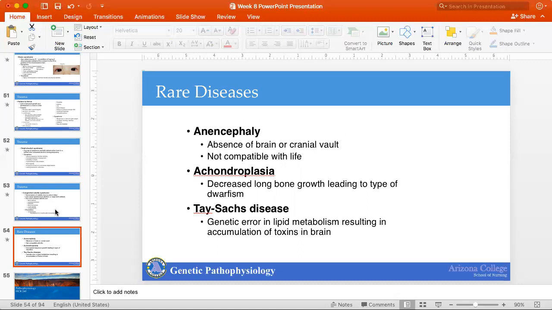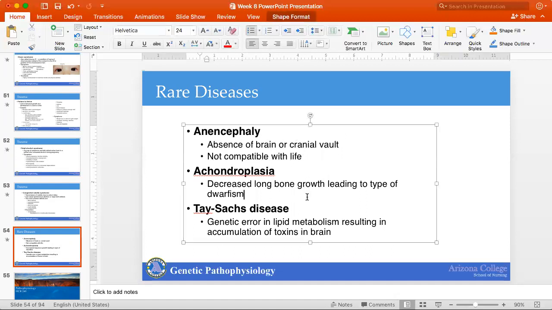Anencephaly, this is absence of brain or cranial vault, not compatible with life. Obviously the child would be unable to live in this case, as the brain or cranial vault does not form. Achondroplasia, this is a decreased long bone growth leading to a type of dwarfism. And Tay-Sachs disease, a genetic error in lipid metabolism resulting in accumulation of toxins in the brain.